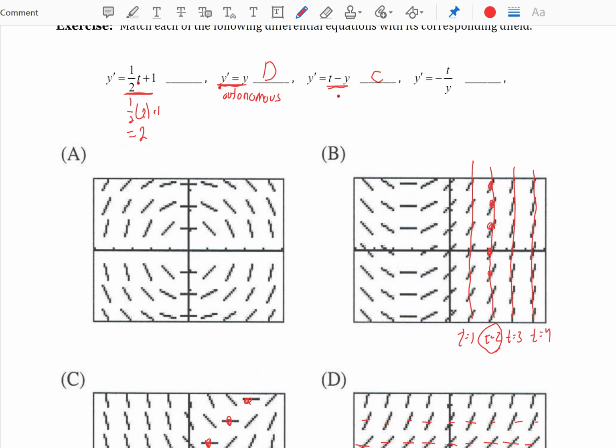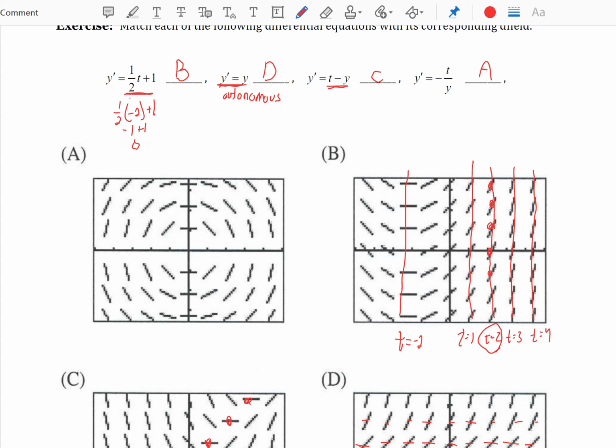Also notice anywhere along this line here where t is -2. Well, if t is -2, this would be 1/2 times -2 plus 1. This would be -1 plus 1, or 0. So anywhere along this line, the slopes are always 0. This helps me deduce that this has to be the direction field for B. And by elimination, we can determine this has to be for A.